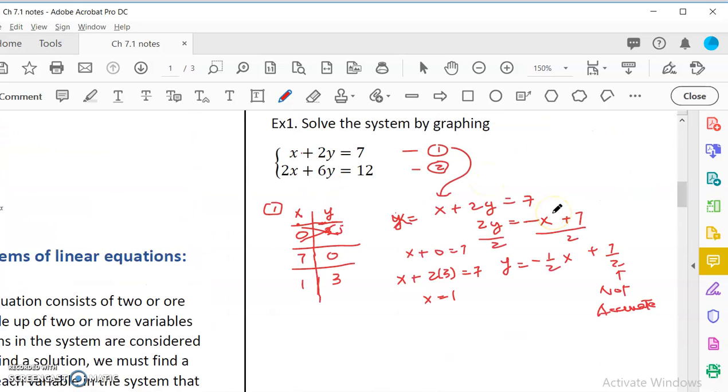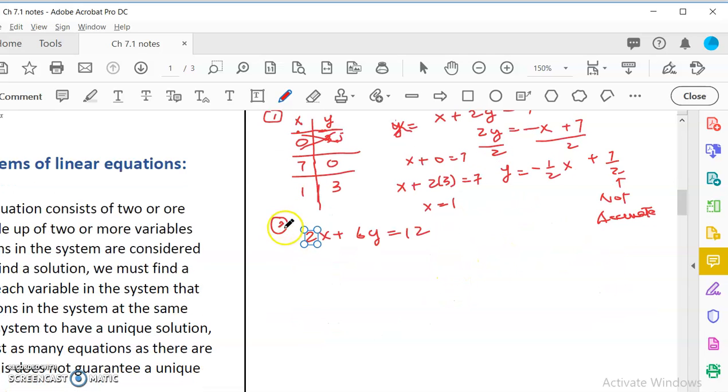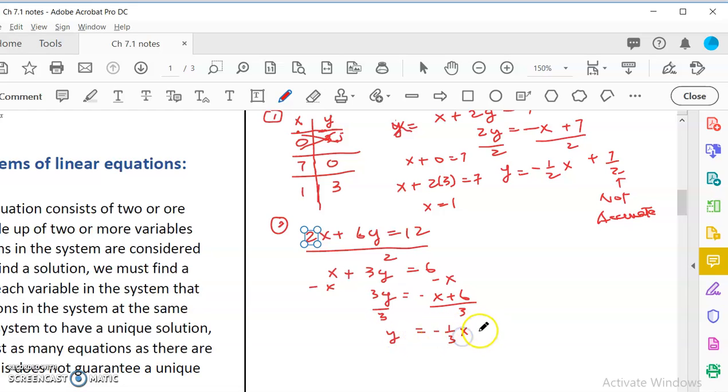So line number 2 is 2x plus 6y equal to 12. Can I use y-intercept form? Can I change it into y equal? So let's see. Actually, the whole thing can be divided by 2. Do you see that they're all divisible by 2? x plus 3y equal to 6. Maybe it's easier. Okay, so minus x, 3y equal to negative x plus 6. Divide by 3, divide by 3. Do I get a good y-intercept? Yes. y equal to negative 1/3 x plus 2.